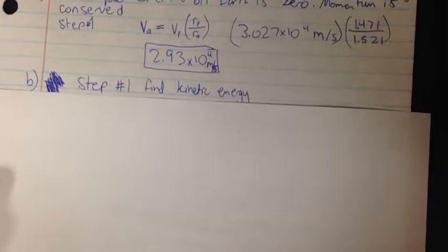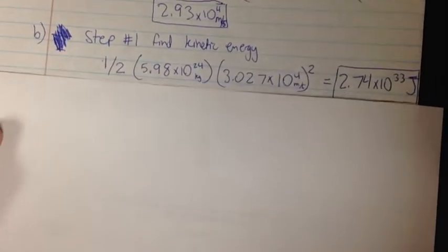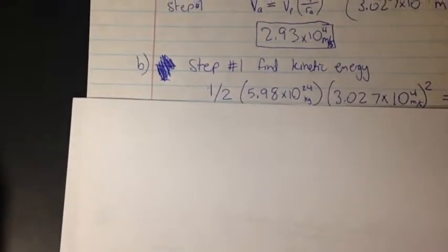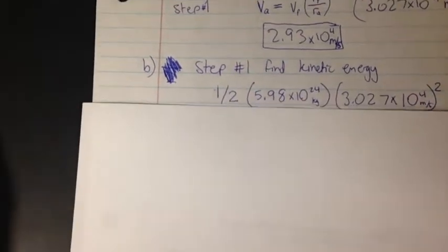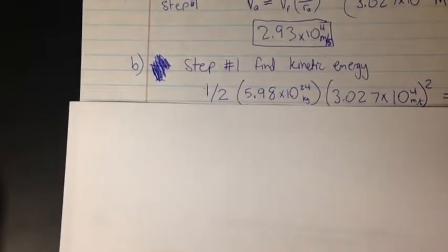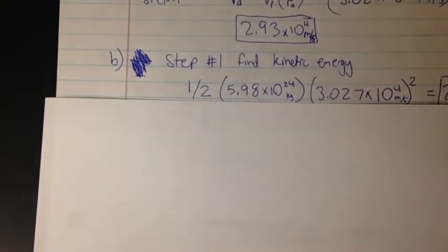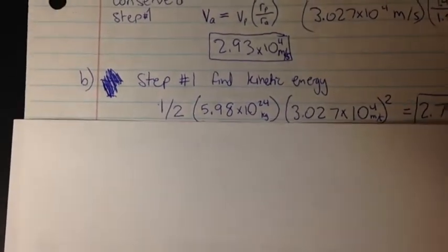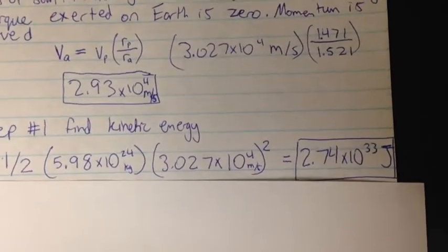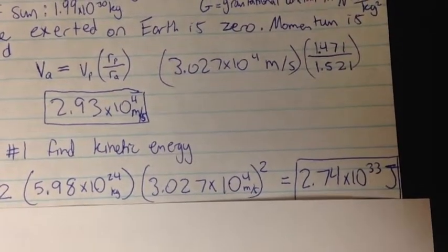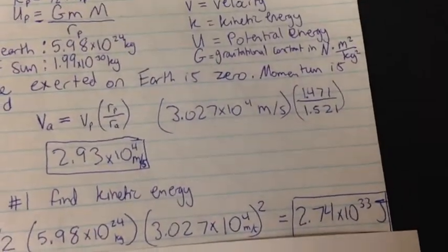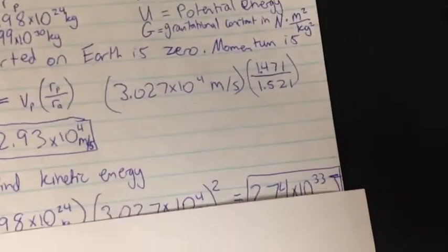Step 1 for part B is to find the kinetic energy. We will use the same equation as it is at the top with no alterations, and plugging in the values gives us 1/2 times 5.98 times 10 to the 24th kilograms times 3.027 times 10 to the 4th meters per second squared. The answer, when you plug that into a calculator, is 2.74 times 10 to the 33rd joules. Do not forget, it will be joules because meters per second times kilograms gives us joules.